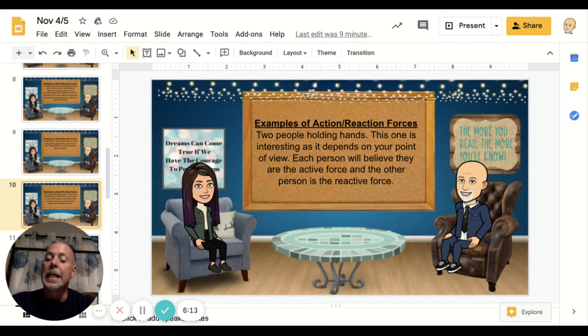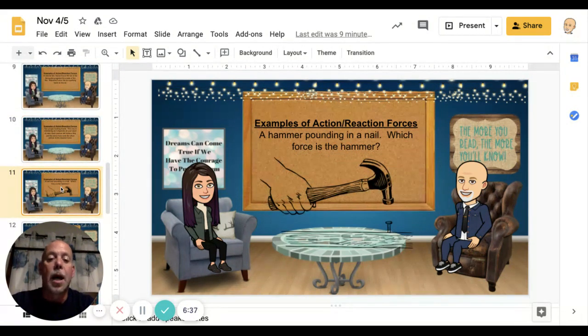How about this one? It's an interesting one. Two people holding hands. This one is interesting because it depends on the point of view. So each person that's holding the other person's hand will believe or perceive that they are the active force and the other person is the reactive force. So that's an unusual one. So this one is determinant on the point of view.